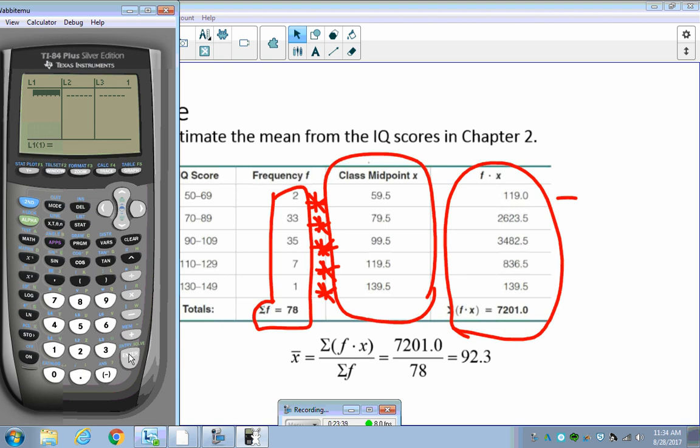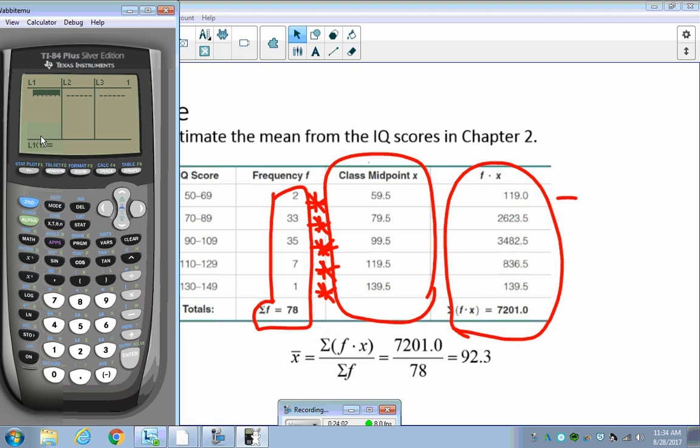Okay? So if you have it in there, you're going to go up, hit clear. Nothing happens until you hit enter. Okay? So in L1, L1 is your X. That's my X, my horizontal axis. That's going to be my midpoint. That's where I would see my classes.